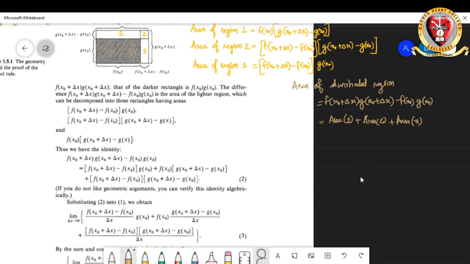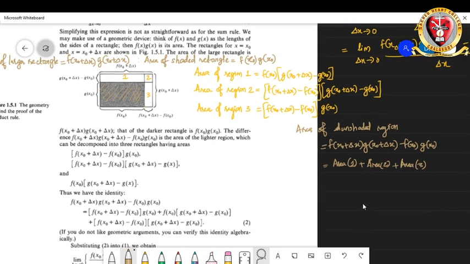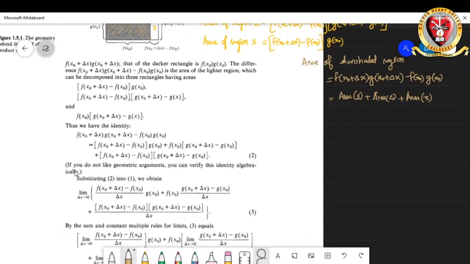And then what you have to do, instead of this numerator, you will write the sum of the three terms and then apply the limit delta x tends to 0 and divide by delta x. So that is what is written here: limit delta x tends to 0, the first term divided by delta x plus the second term divided by delta x plus the third term divided by delta x.